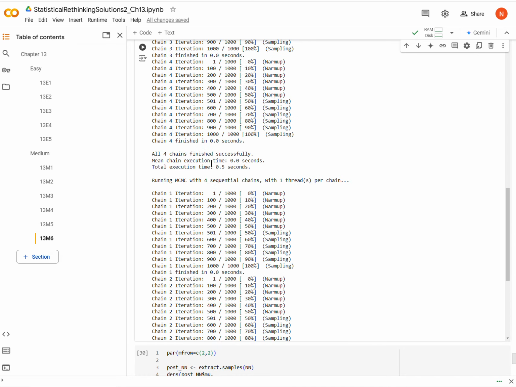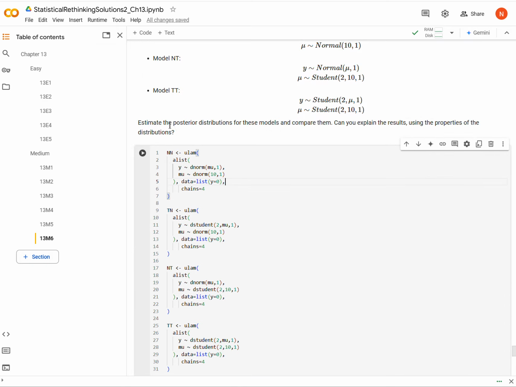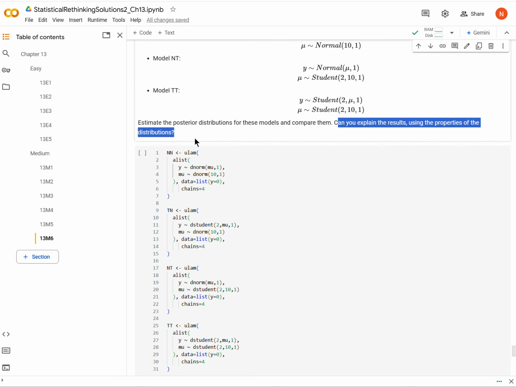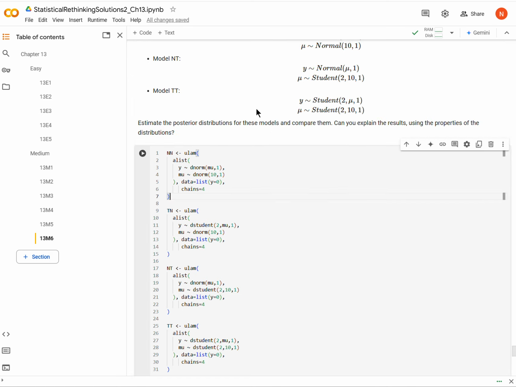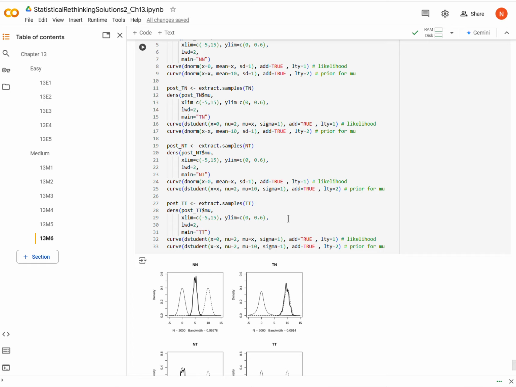The next thing that we're supposed to do, according to the question, is to estimate the posteriors for each of these models and compare the results, using the properties of the distributions. So let's go down here.